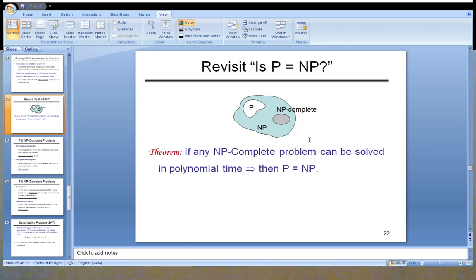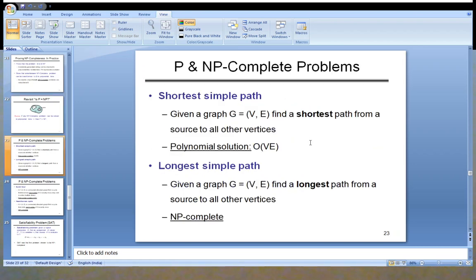The second theorem is: if any NP-complete problem can be solved in polynomial time, then P equals NP. Suppose the shortest path algorithm, in which we find the shortest path from the source to all other vertices, with polynomial time O of VE, and the longest simple path, finding the longest path from a source to all other vertices, is an NP-complete problem.